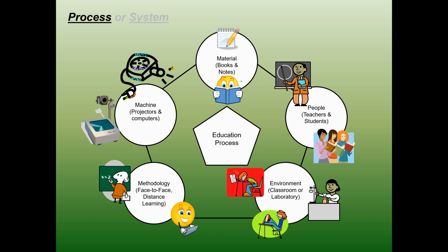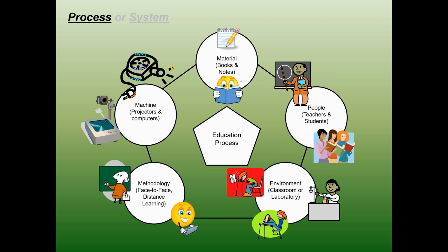So process as a term is really a safe term. You can describe anything as being a process because it could mean one or more of these five terms. So if I say education process, I'm on the safe side. No matter where I go, I cannot be wrong because if I'm talking about students as an education process, fine, it is an element of a process. If I'm talking about the methods of teaching, it's a method that's a part of the process. If I talk about machine, environment, or material.